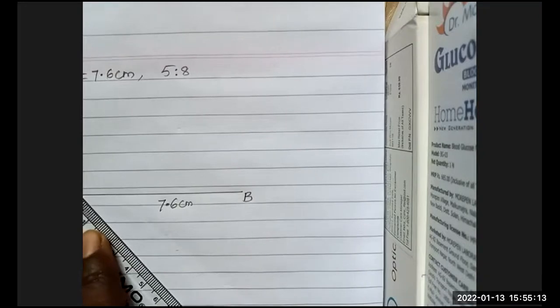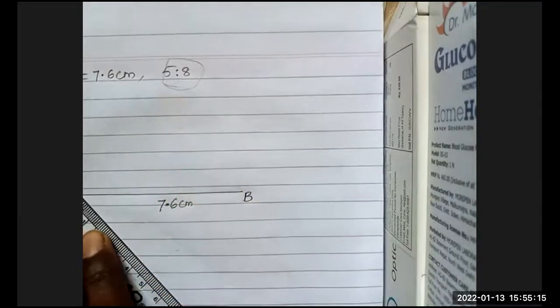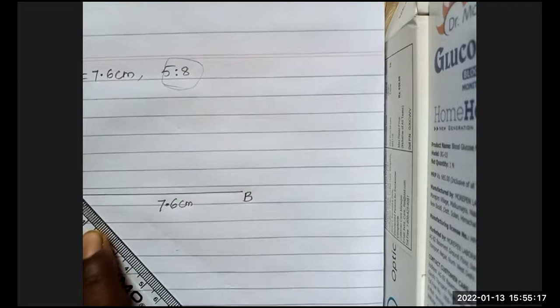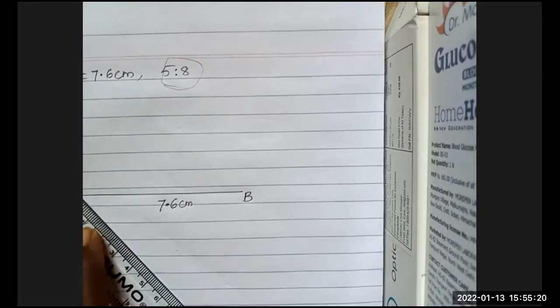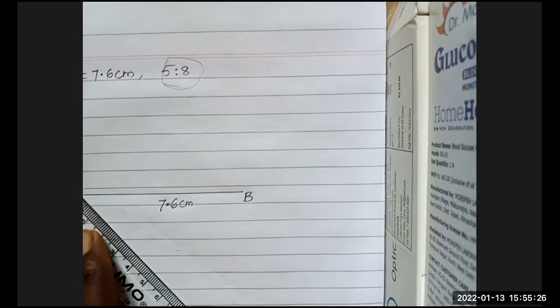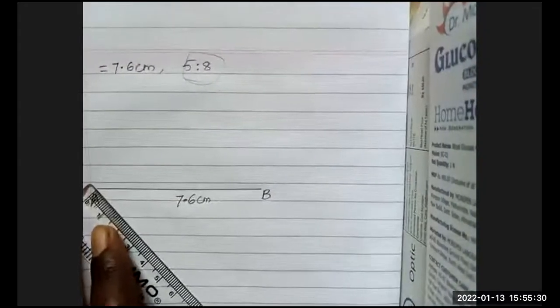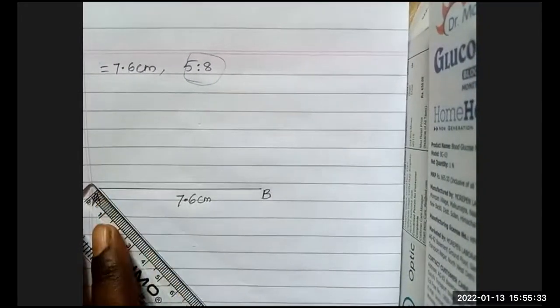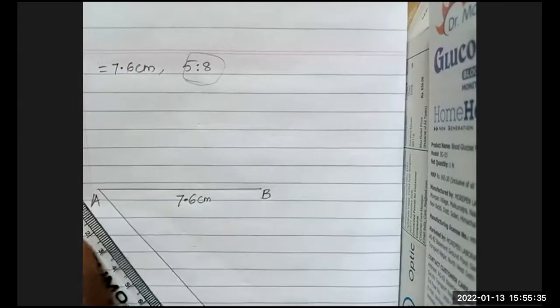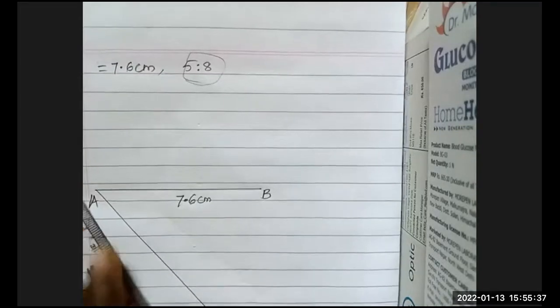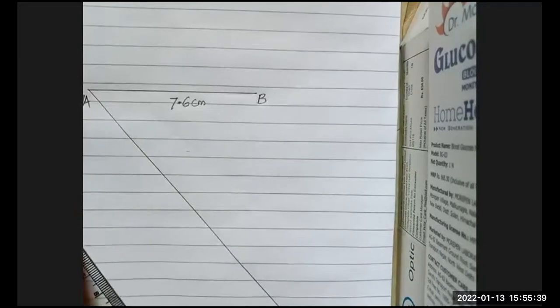Now what is the next step? We have to draw a ray. अब यहाँ पे रेशियो जो दिया that is 5:8. That means total 5 plus 8, 13 parts होगा. इसलिए मैं यहाँ पे 13 सेंटीमीटर्स का या 14 सेंटीमीटर्स का एक रे ड्रा करूँगा. So here I'm drawing a ray of 14 or more than that. I have drawn the ray of 14 centimeters.